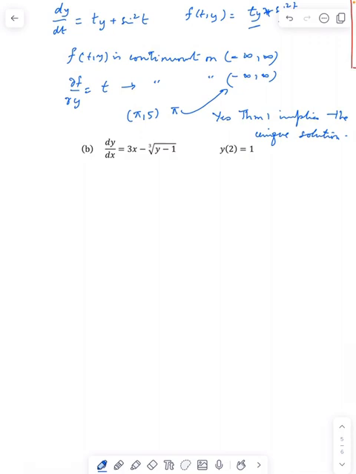Looking at this next one, now the function is already in the proper form. So our f of x, y. So here the independent variable is x, dependent is y. So the function f of x, y is 3x minus cube root of y minus 1. So remember, we have to check the continuity of f and partial f by partial y. Since we need partial f by partial y, I'm just going to first find that.